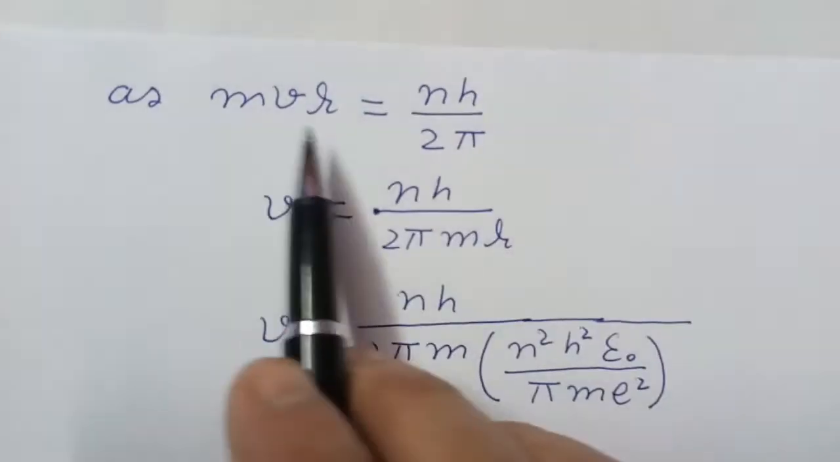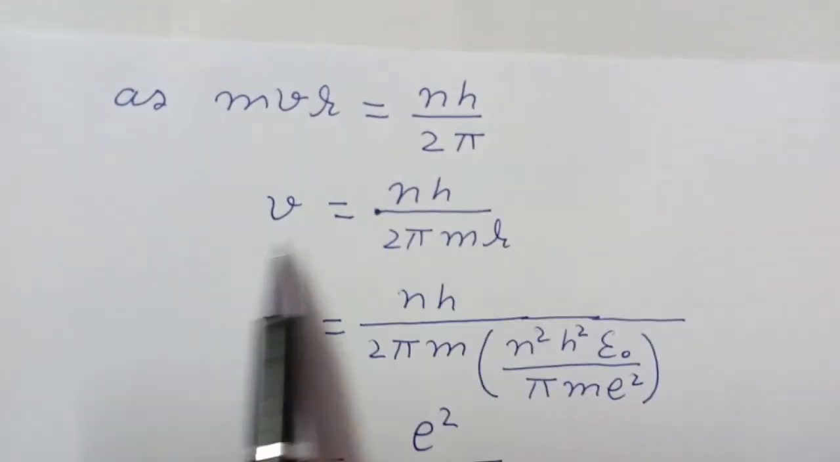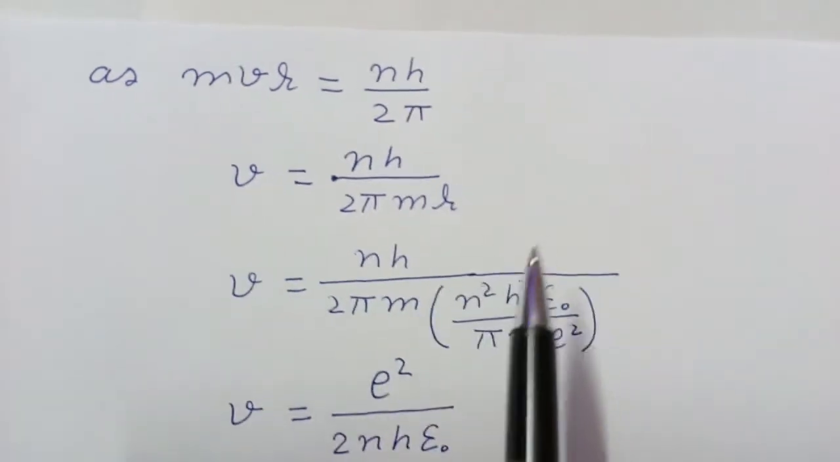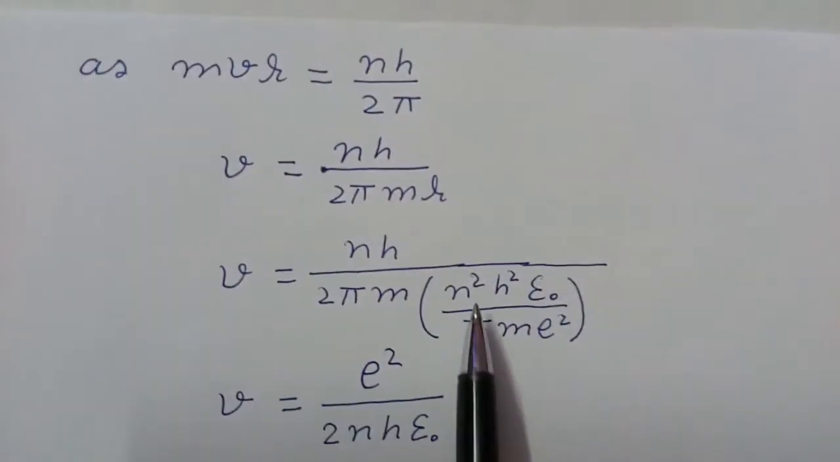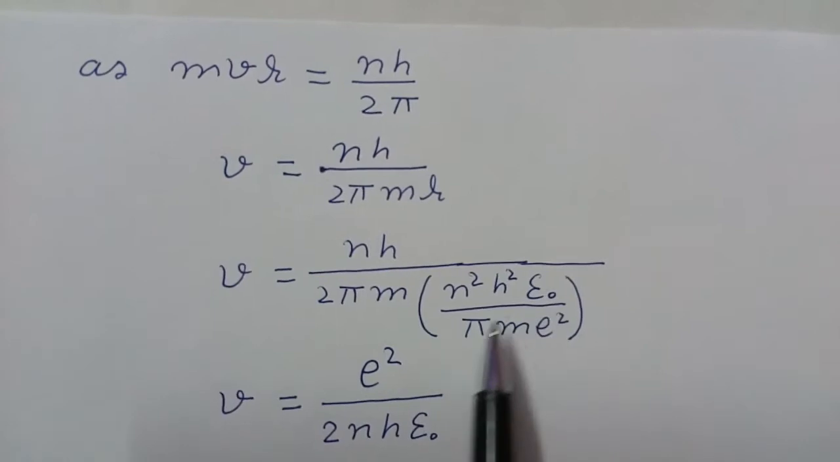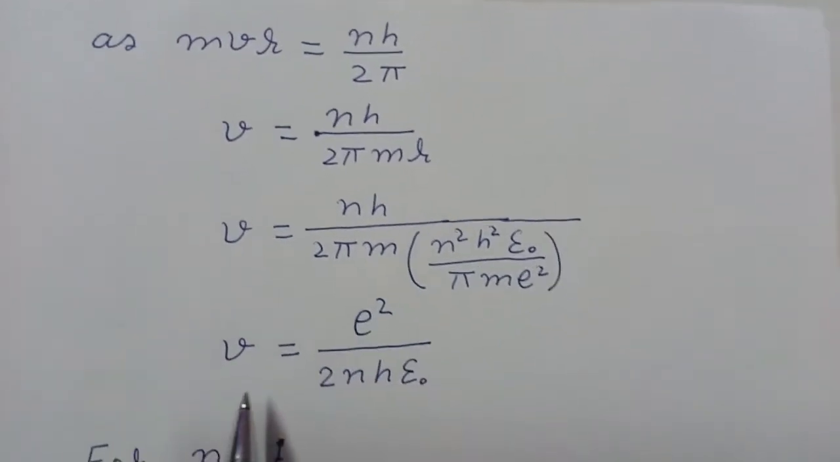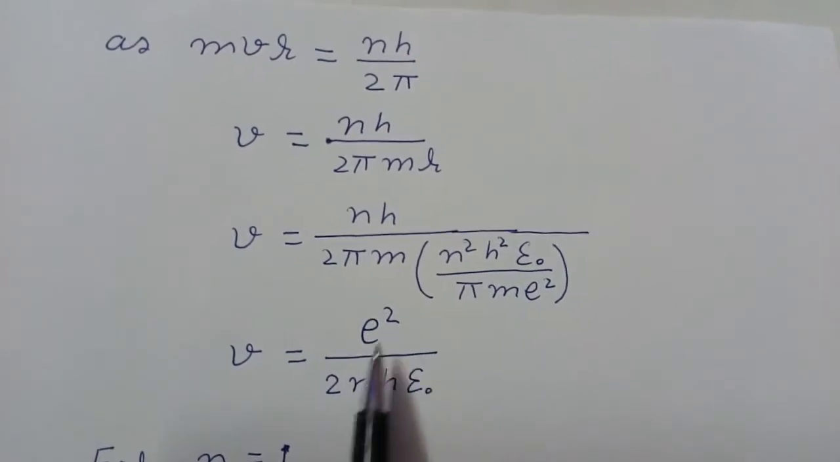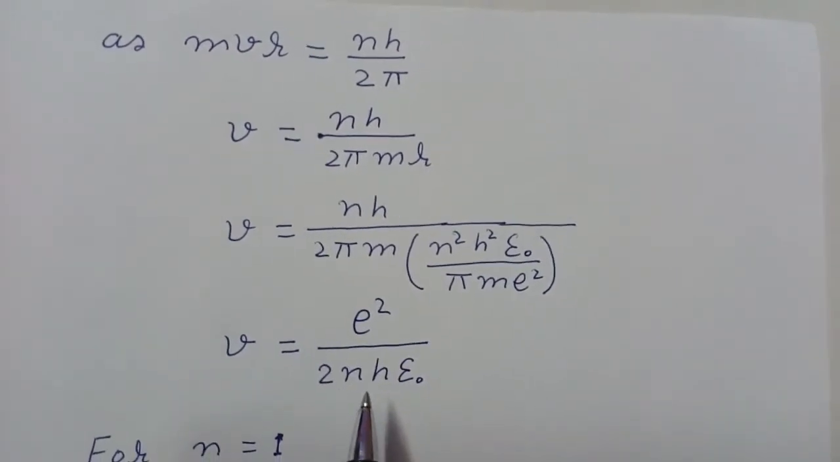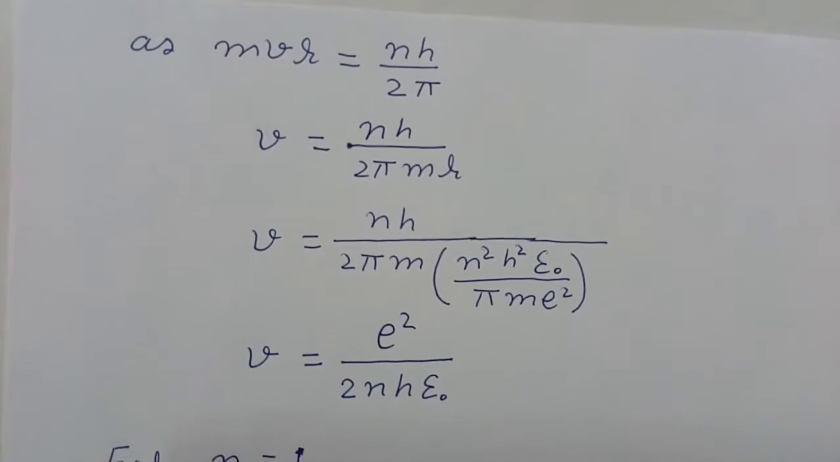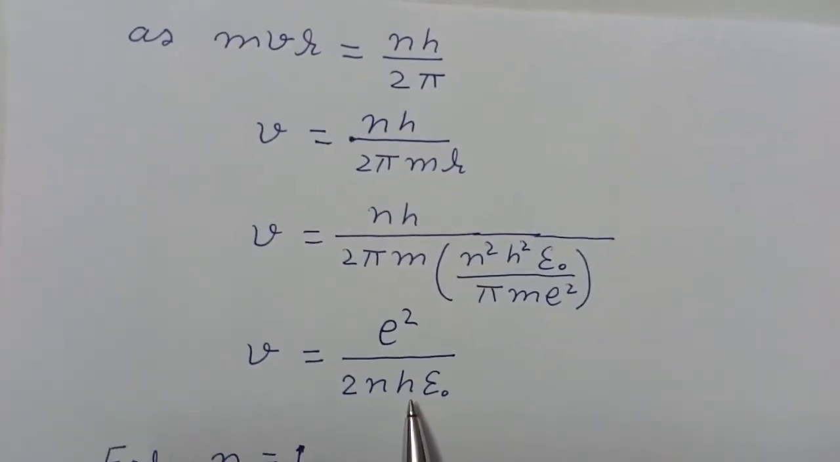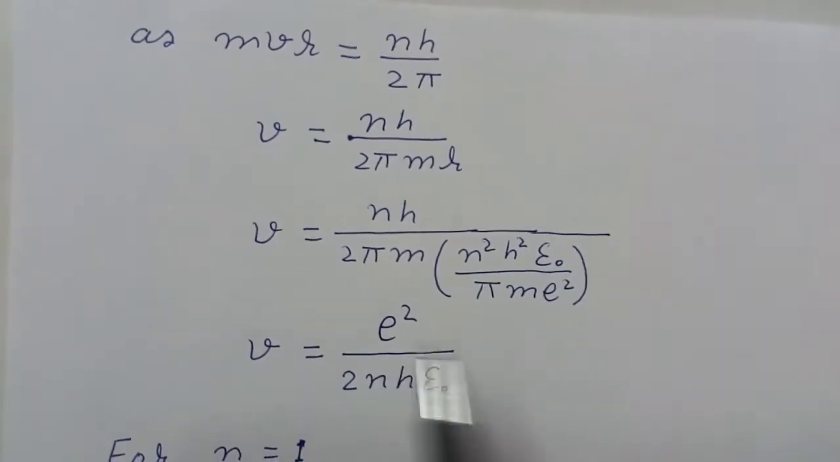Now as mvr is equal to nh upon 2 pi, v is equal to nh upon 2 pi mr. Now substitute the value of r, which is equal to n square h square epsilon naught upon pi m e square, and solve it. We get the velocity of the electron is equal to e square upon 2 nh epsilon naught, where epsilon naught is the permittivity of free space, h is Planck's constant, e is the charge on the electron.